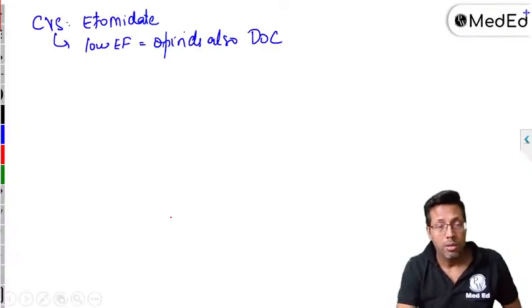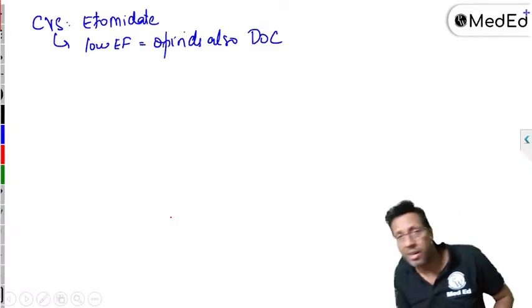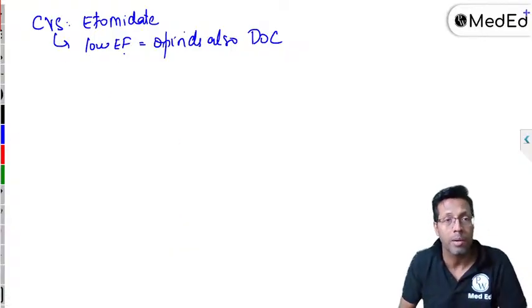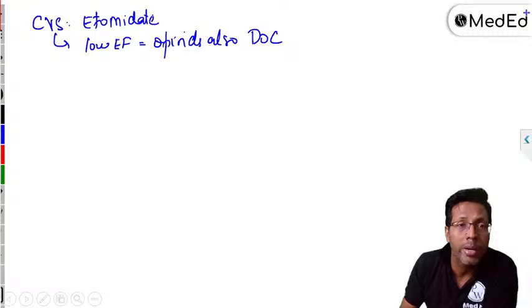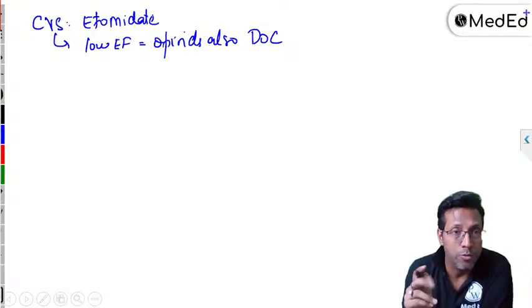All right, that's done. Coming to the drugs. Dr. Arpit says propofol infusion syndrome. Okay, I'll teach that here only, in 2 minutes. Let me just finish off the drug of choice. I'll come to that. In CVS, etomidate: low ejection fraction, and etomidate are drugs of choice.